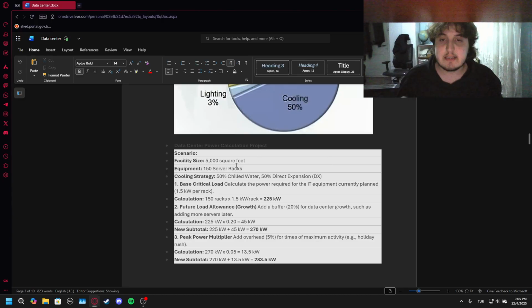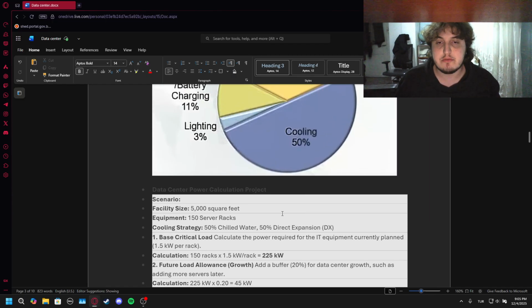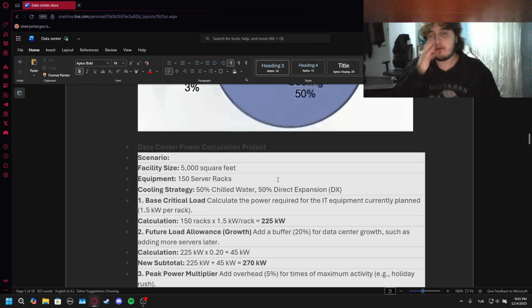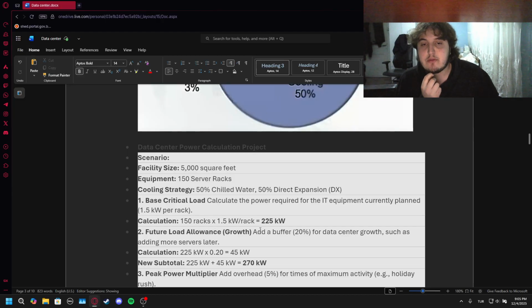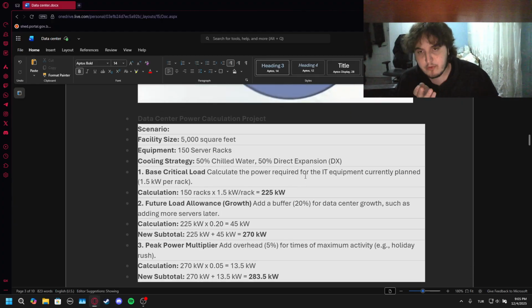This is a data center power calculation project. This is a small example that I want to show to you guys. Scenario: facility size, equipment, cooling strategy, 50% chilled water, 50% direct expansion. Base critical load: calculate the power required for IT equipment currently planned, 1.5 kilowatts per rack. Calculation: 150 racks, 1.5 kilowatts per rack, 225 kilowatts for all of them.